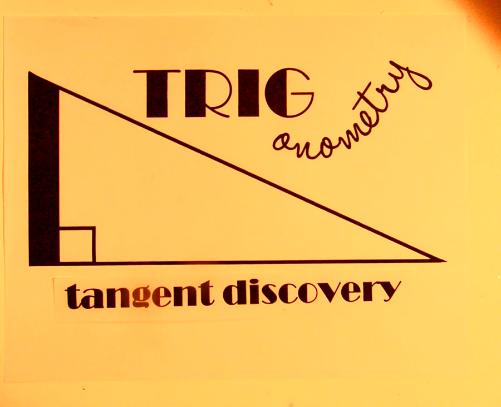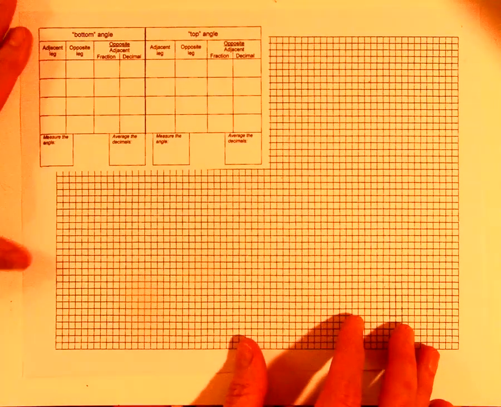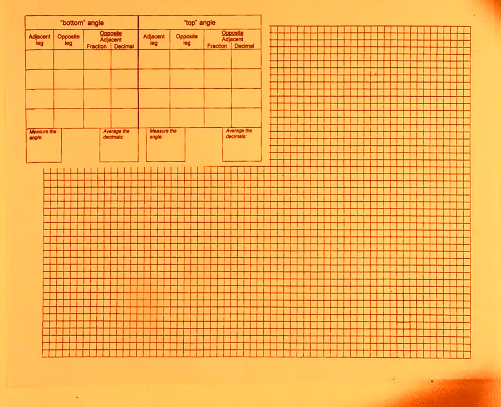This is a high school geometry lesson in how the tangent came to be and how it works. Okay, so we're going to discover a tangent. We'll start with this sheet. What we're going to do is draw a diagonal, and we're going to make triangles out of it.